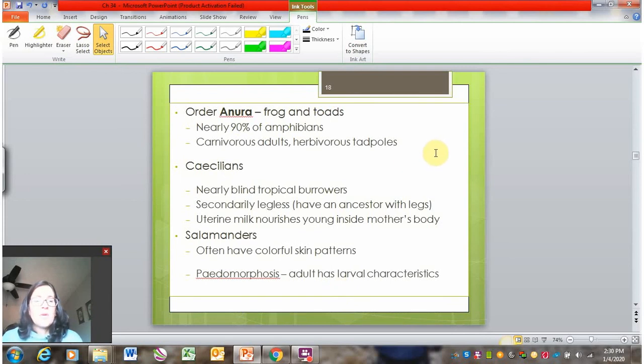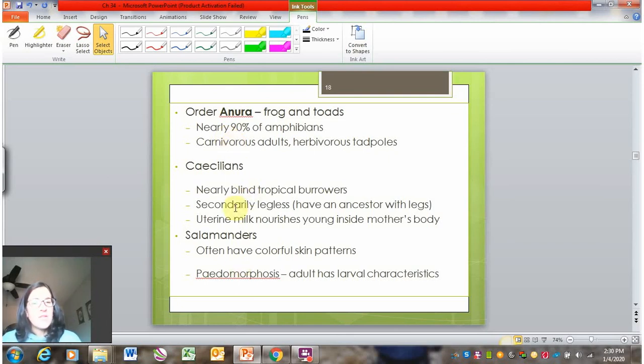So organisms that are a part of the group Amphibia include frogs and toads, which is order Anura. This is the majority of amphibians, nearly 90% of them. And again, they go through this sort of classic metamorphosis where they have tadpoles that live in water. They're actually herbivorous, which means they feed on plant matter, and then those will metamorphosize into carnivorous adults. Frogs eat things like flies and insects and stuff like that.